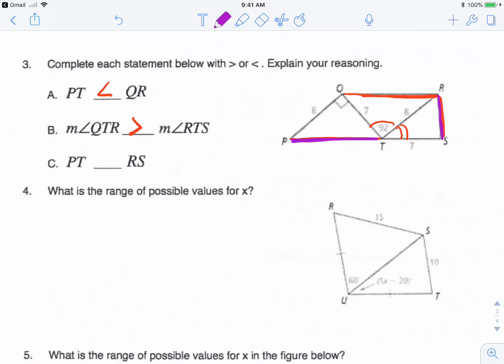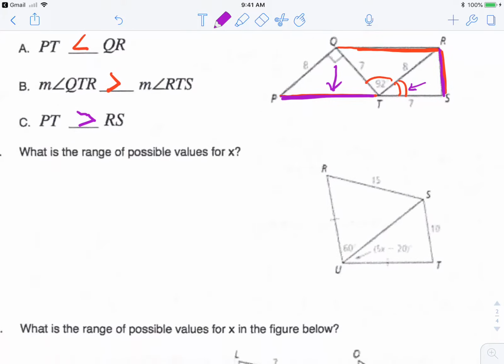Okay, we can tell visually by looking at them that PT is greater than RS. The other thing that we know is that PT is across from the 90-degree angle. RS is across from the smaller angle over here, the acute angle. What is the range of possible values for x?